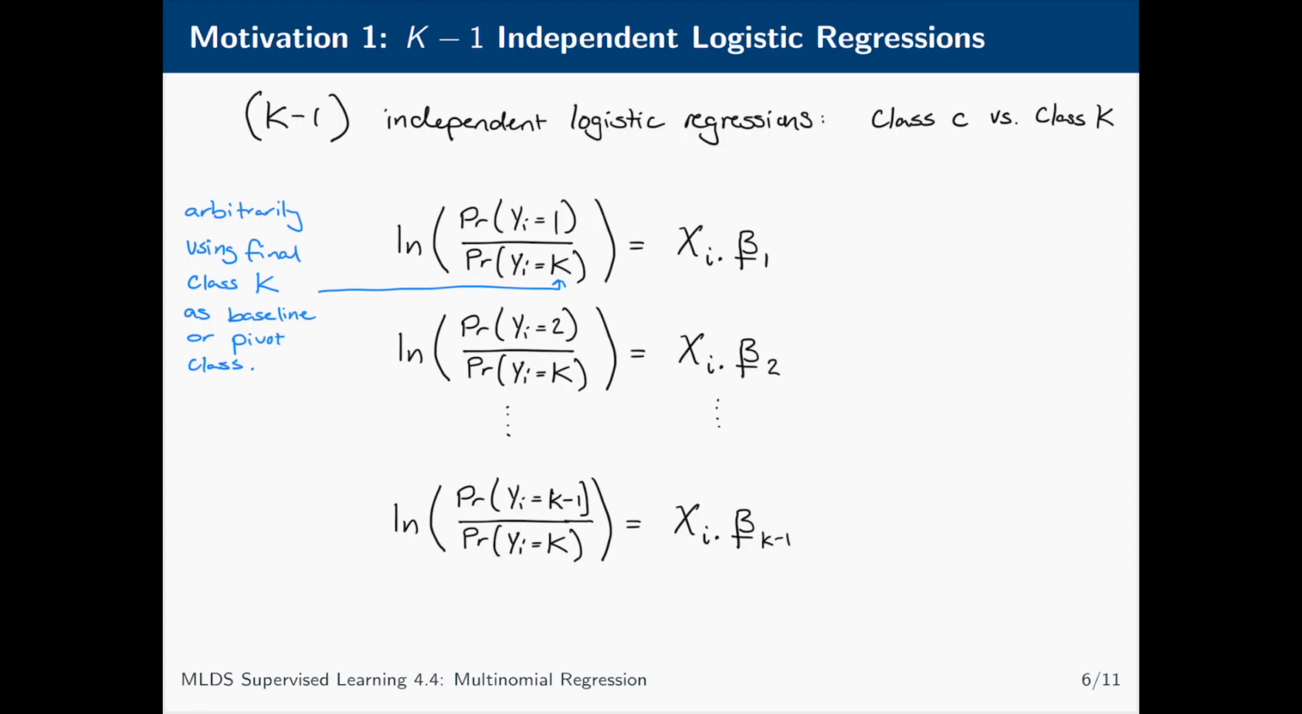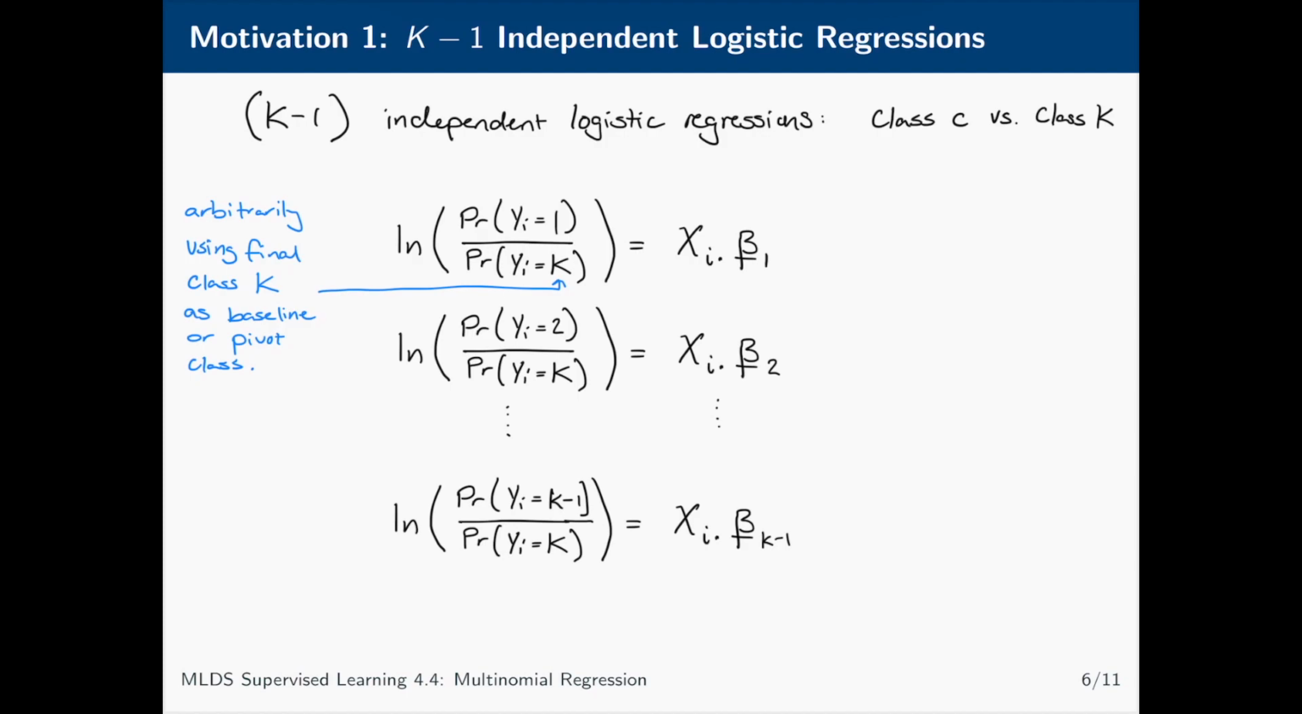Our first motivation for g comes from considering a particular category c and defining the probability of belonging to each of the other classes relative to that category, and we'll do that using a set of k-1 independent logistic regressions. Here again we're following convention and taking c equal to capital K, using the final category as our baseline or pivot category. So in this setup, we're describing the log odds of belonging to categories 1 through k-1 as compared to our pivot category k, using a linear model to make each description.